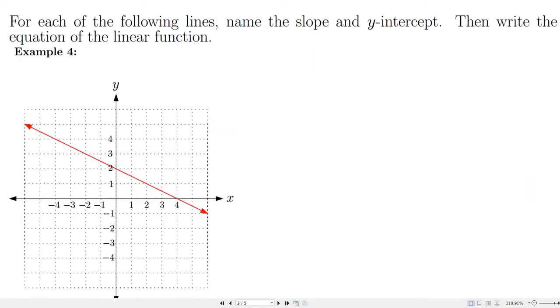So now let's consider examples where I give you the graph. For each of the following lines, determine what the slope and the y-intercept is, and then write the equation of the linear function. So the y-intercept is usually pretty simple to find because all you have to do is locate where the line is actually hitting the y-axis, intercepting the y-axis. So here, the y-intercept, which is b, remember, so usually we reserve b for the y-intercept, that's just going to be +2.